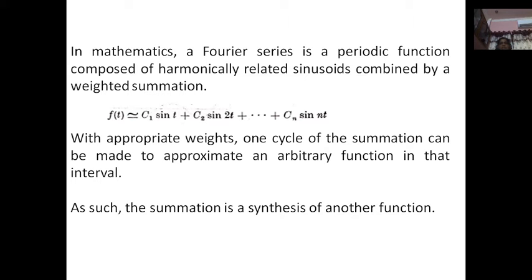This is the expression we are going to utilize to represent the Fourier series. So sin t, sin 2t, sin nt are all harmonically related sinusoid functions, with c1, c2, cn as the weighted summation coefficients.